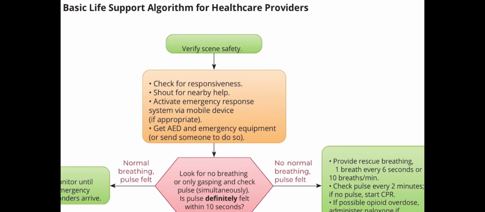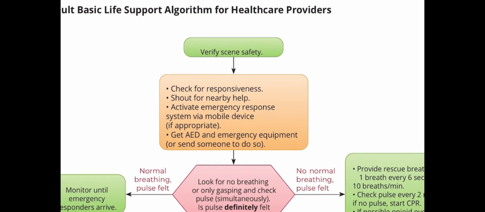Now, let's see what the guidelines say. So, the adult basic life support algorithm for healthcare providers. As I've already told you, you have to verify scene safety, check for responsiveness, and shout for nearby help. For example, if you are in a hospital, you can activate an emergency response, get an AED and emergency equipment, or you can ask someone to do so.